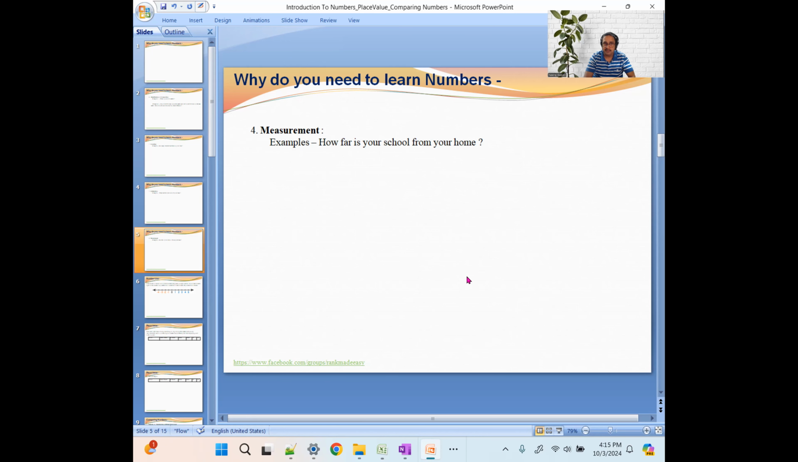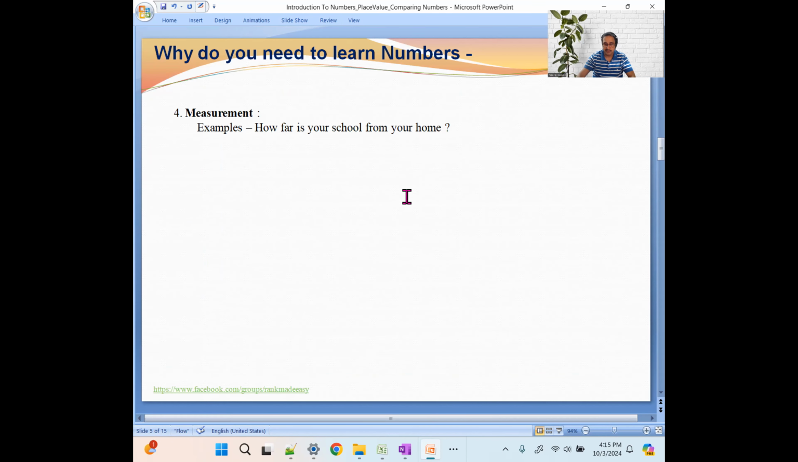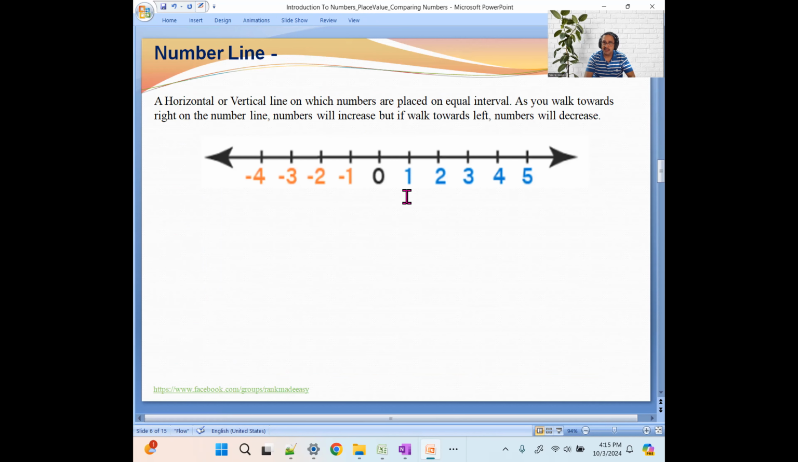So I hope by now you are clear about the usage of numbers, right? Next thing is how to represent numbers. Each number has a relation with another number, like the first number may be bigger or smaller. So there is always a relation between numbers. How will you represent numbers? Numbers are represented on a number line.